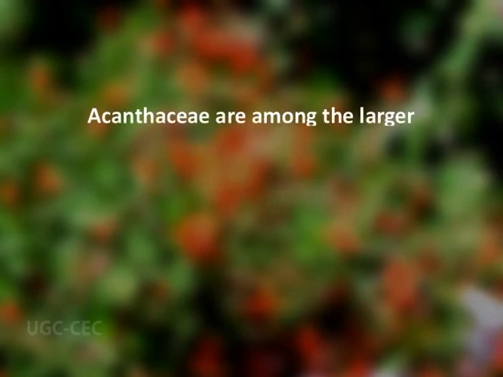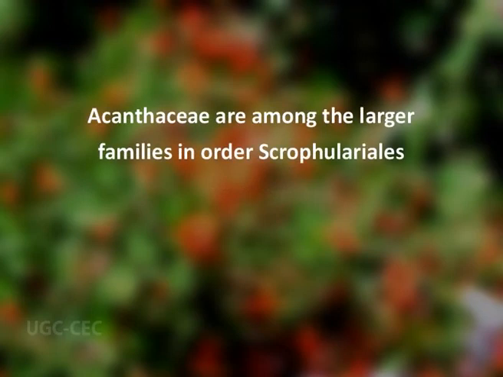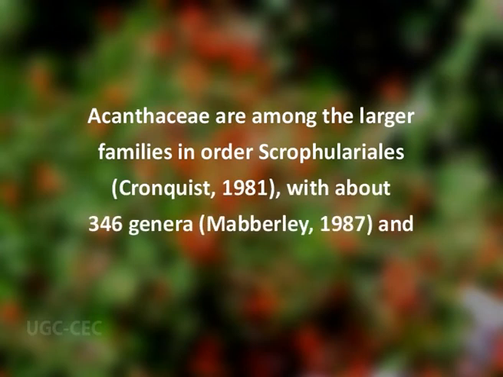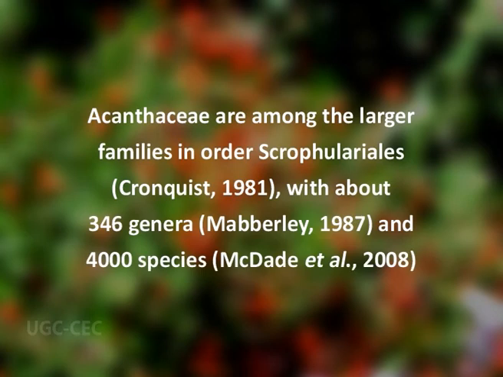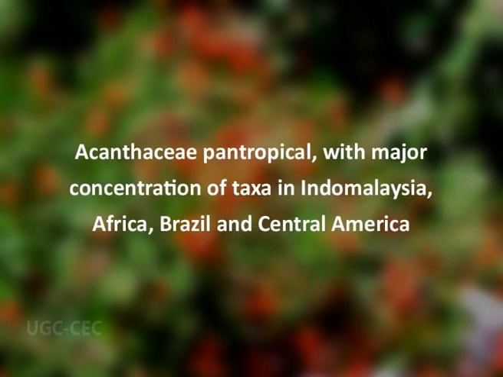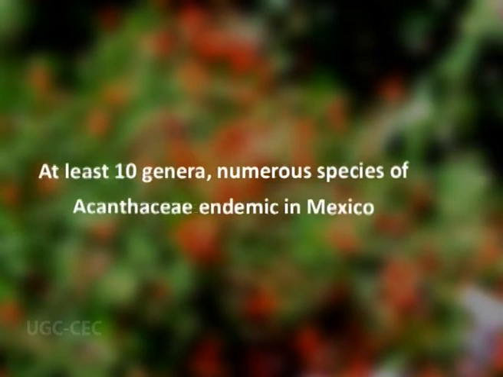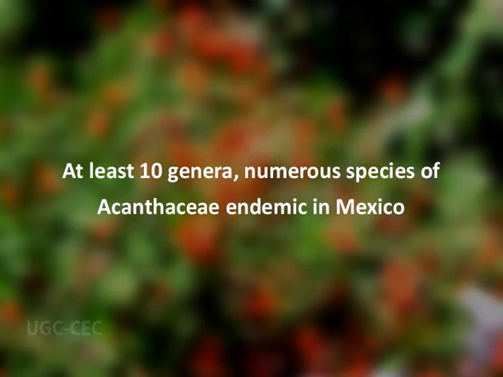Now, the diversity in Acanthaceae. The Acanthaceae are among the larger families in the order Scrophulariales in the sense of Cronquist, with about 346 genera and 4,000 species as stated earlier. This family is pantropical with major concentration of taxa in Indo-Malaysia, Africa, Brazil and Central America. Mexico appears to be a secondary center of diversification of Acanthaceae. At least 10 genera and numerous species of this family are endemic there.